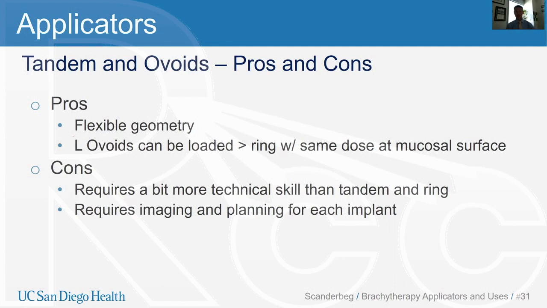Also, the larger ovoids can be loaded significantly more than a ring applicator and thus treat to a deeper depth while delivering the same dose to the mucosal surface that touches the applicator. This can be particularly useful for larger tumors.